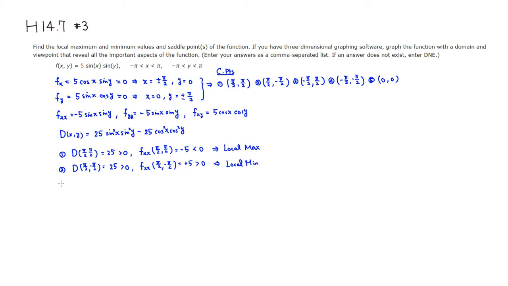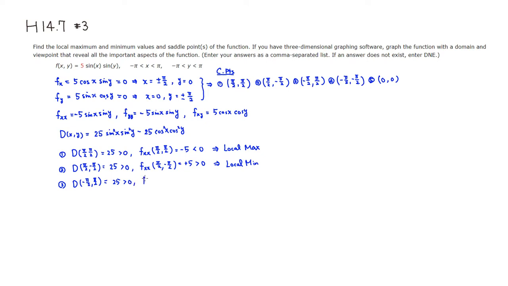Alright, third point. You're going to have d of negative pi over 2 comma pi over 2. Again, when you look at that, sine squared of y, so pi over 2 in there is going to be 1, so it's going to be 25. And cosine of pi over 2 or negative pi over 2 is 0, so it's still going to be positive.